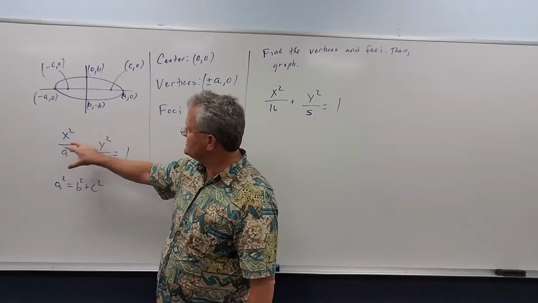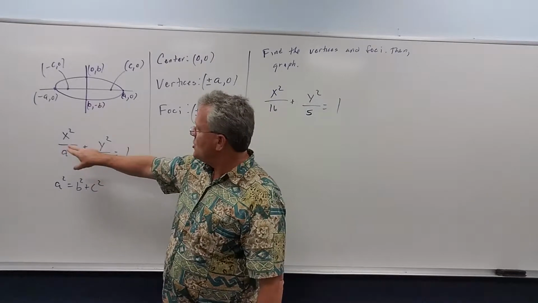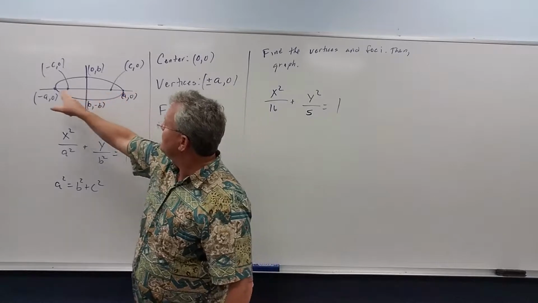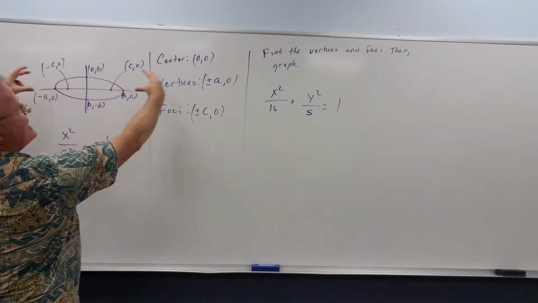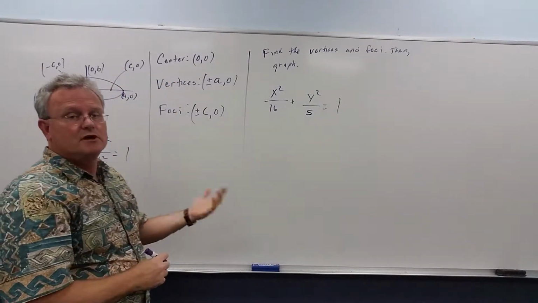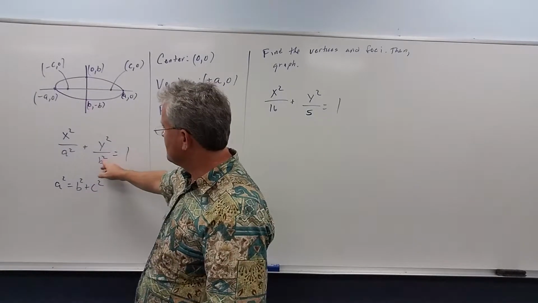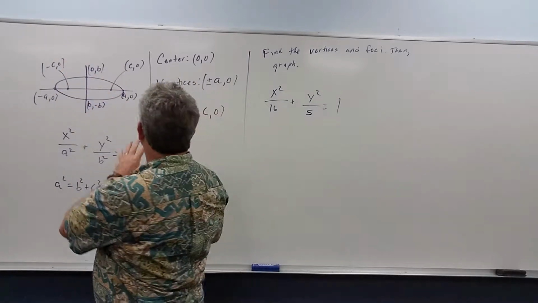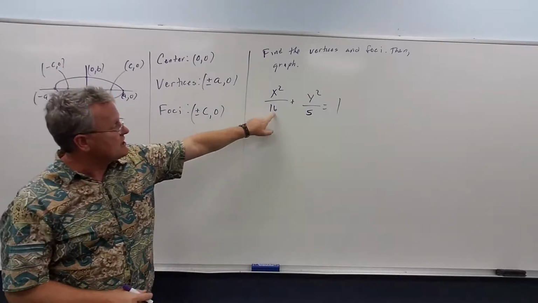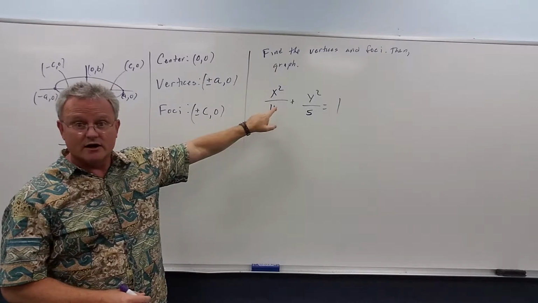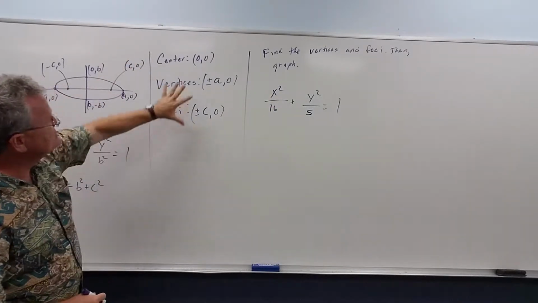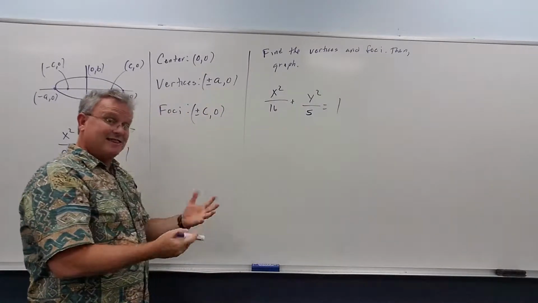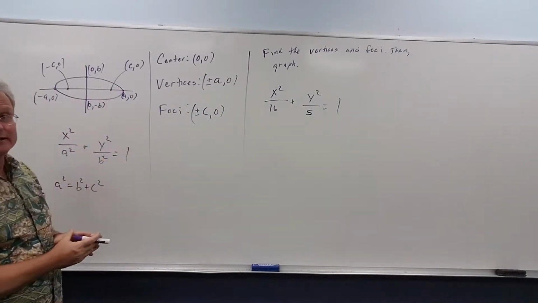Next thing is, notice in this situation, when the larger number is under the x squared, the ellipse is elongated in the x direction. In the next video, we'll put the larger number under y squared. That'll elongate it in the y direction. But in this example, notice the larger number is under the x squared. So that's what tells us we're using these formulas. Second thing is it's an addition. That tells us it's an ellipse.